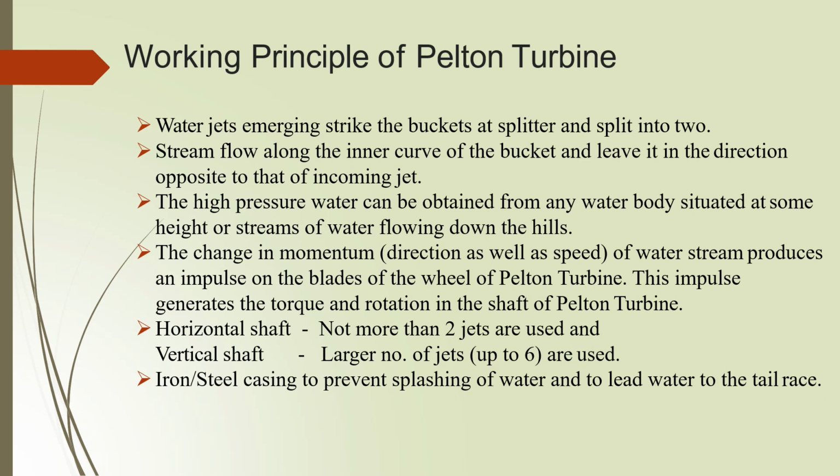The change in direction and momentum of the water stream produces an impulse on the blades of the wheel of a Pelton turbine. This impulse generates the torque and rotation in the shaft of the Pelton turbine. For a horizontal shaft, not more than 2 jets are used, and for vertical shafts, a larger number of jets, up to 6 jets, are used. The casing is used to prevent splashing of water and to lead the water to the tail race.